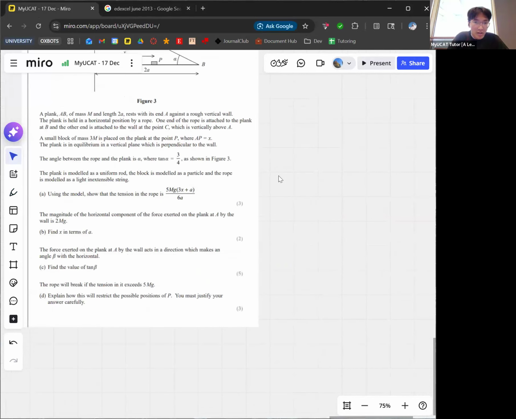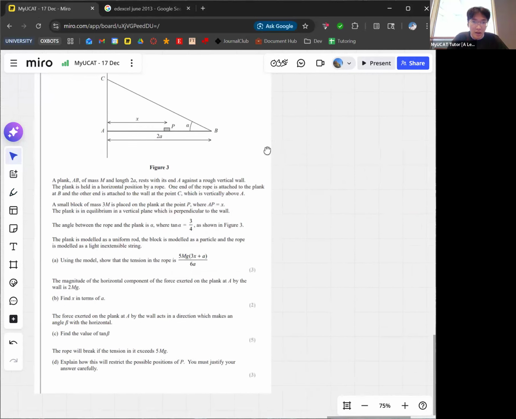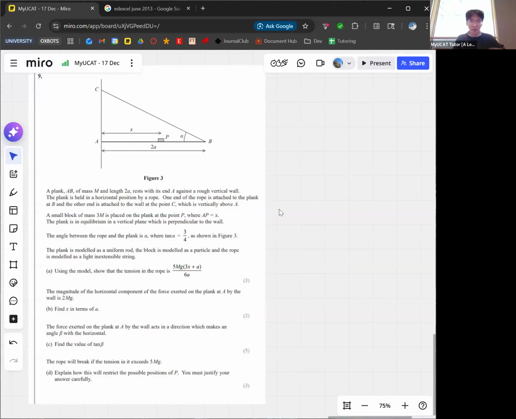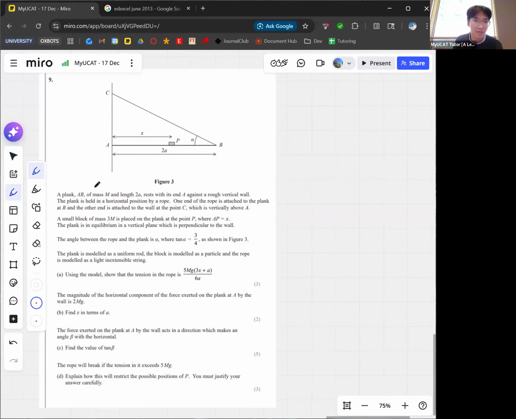So a plank AB of mass M and length 2a rests with its end A against a rough vertical wall. The plank is held in a horizontal position by a rope. If I was to do this in the exam, how would I think about this? AB, mass M, length 2a. Makes sense. Rests with its end A against the rough vertical wall.